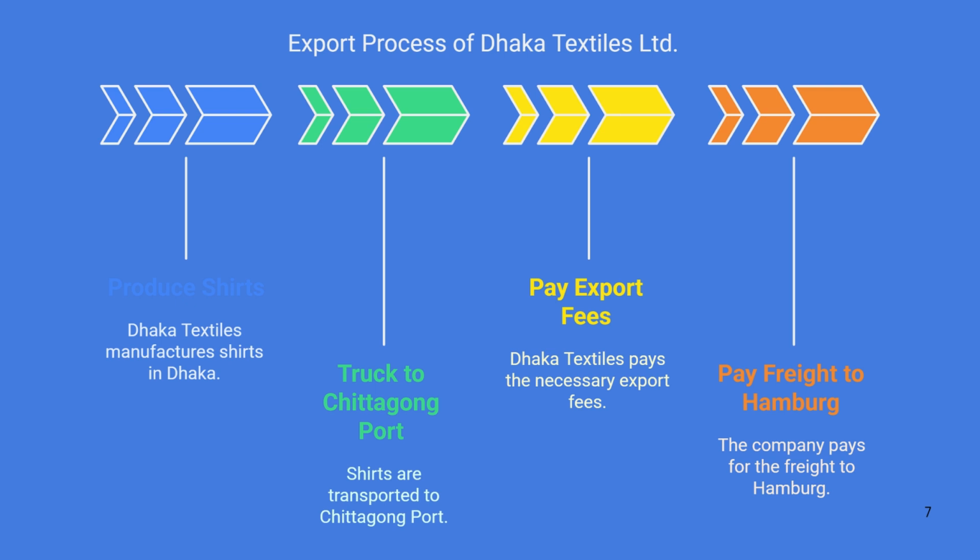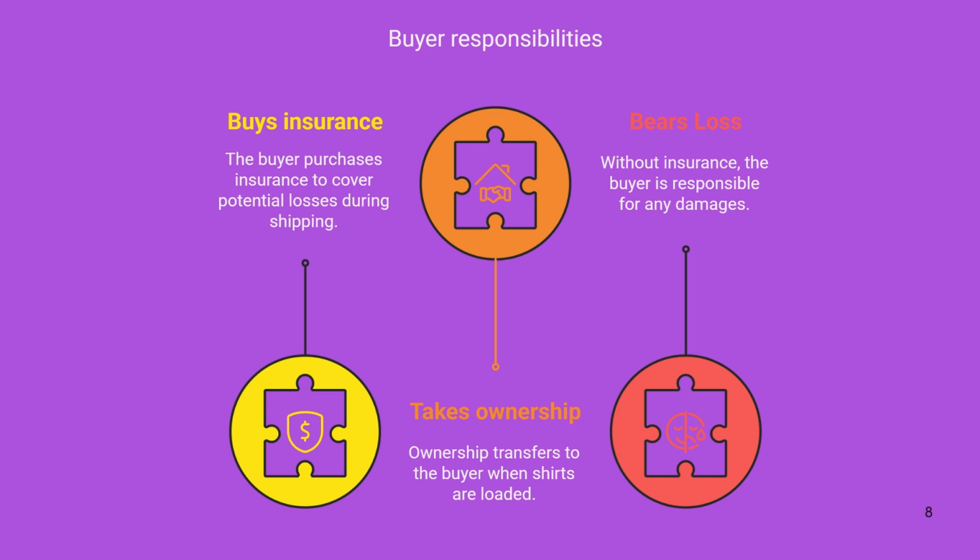If the ship hits a storm and 500 shirts are ruined, the buyer has to bear the loss if he does not take insurance.